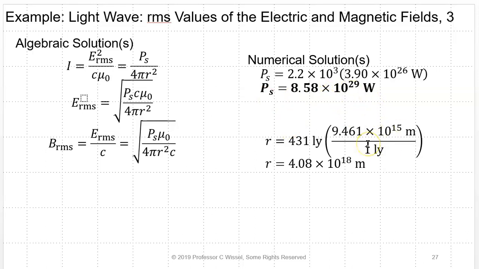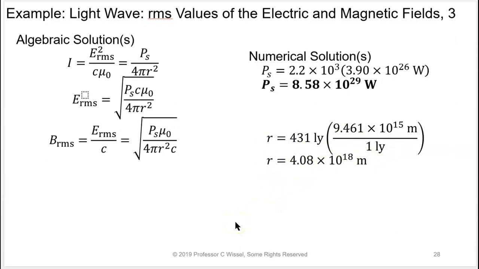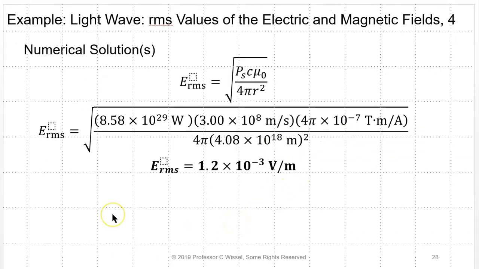You also need to convert the light year to meters. There are 9.461 times 10 to the 15th meters per light year. You can see the light years are going to cancel out here. R is 4.08 times 10 to the 18th meters. At this point, we're pretty well ready to start plugging numbers in.